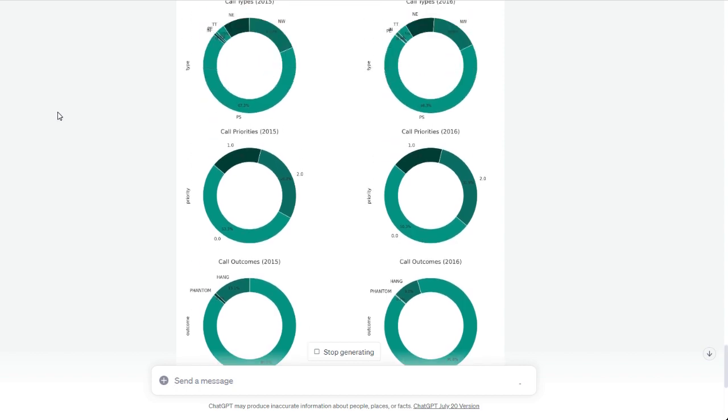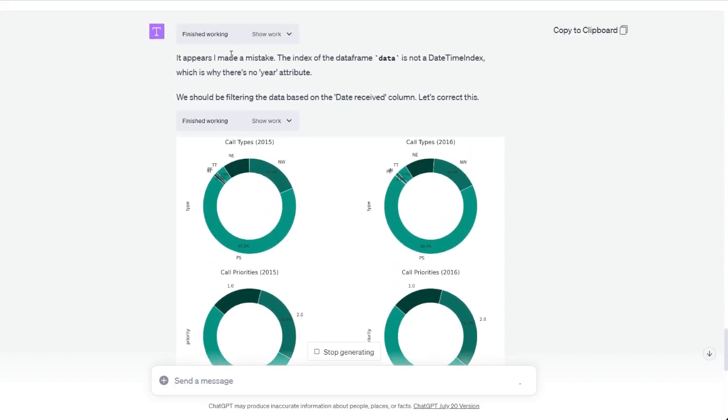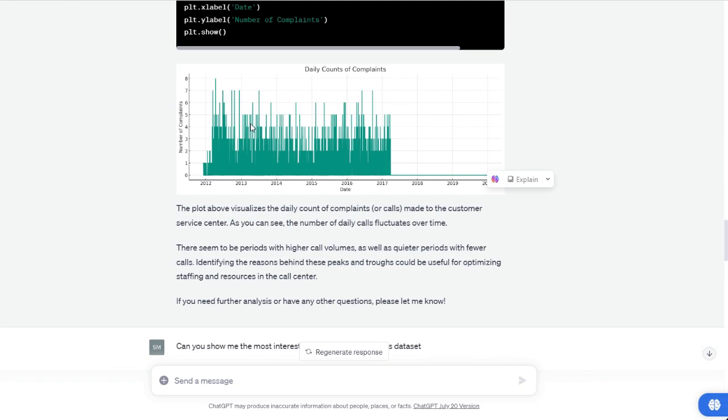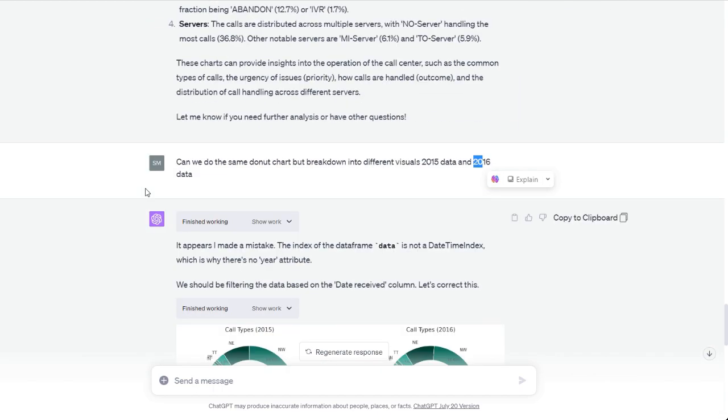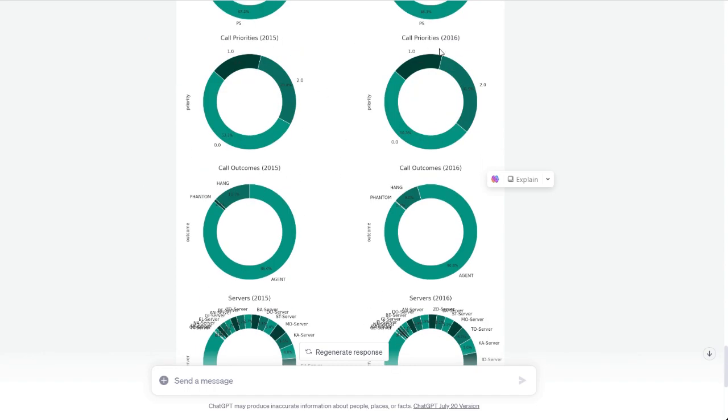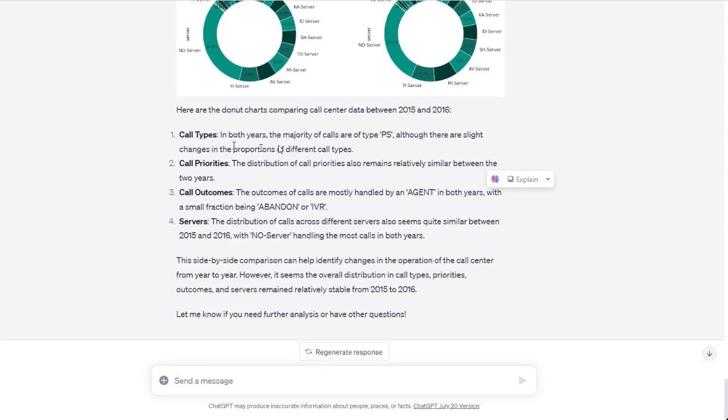Wow. Okay, cool. So check this out. I asked, can you do the same donut charts, but only do 2015 data and 2016 data? I got that from here. I knew there's 2015 and 2016. The data is not perfect, it's totally randomized data, but you'll see here call types. So we can see the change between 2015 and 2016. In both years, the majority of calls are PS. For call priorities, the distribution of calls also remains relatively similar. The outcome, so it's actually telling us the comparison.